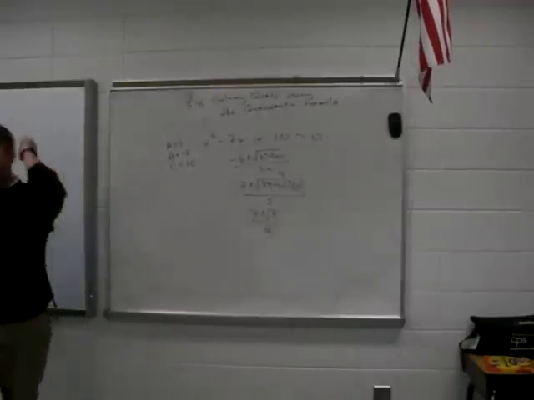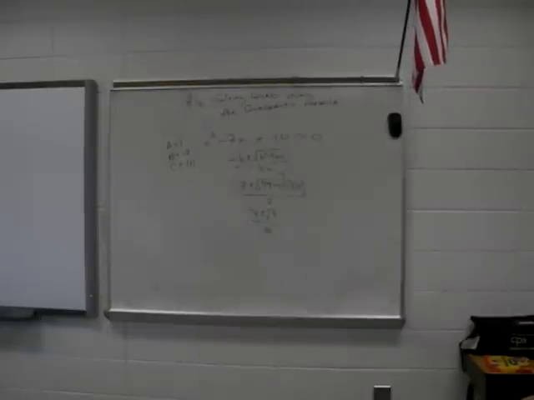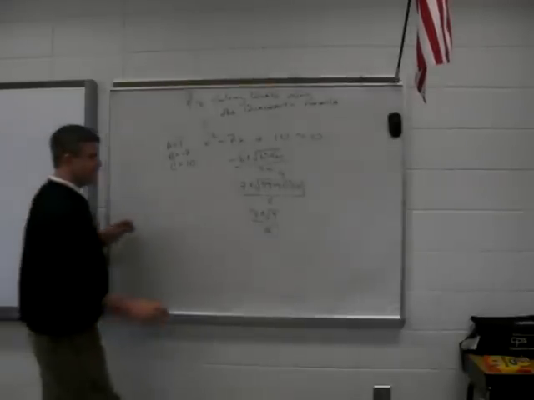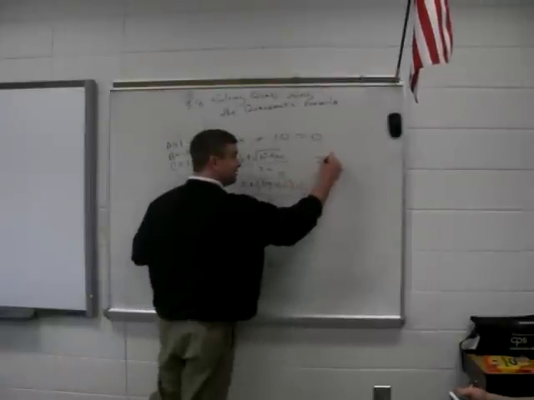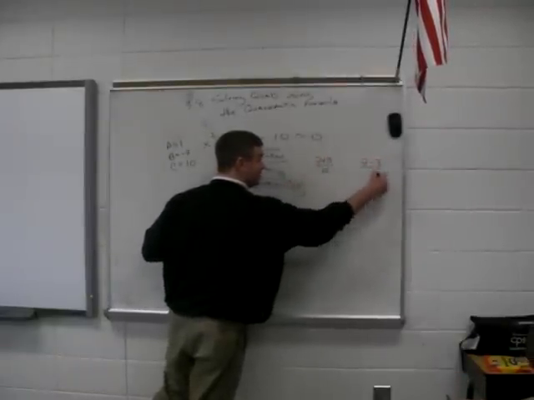Bells should be going off. Yay! Why are we happy? Because 9's a perfect square. The next example is not going to be. Okay? But in this example, we get a perfect square. It's 9. So what do we get? 7 plus or minus, 7 plus 3 over 2 and 7 minus 3 over 2.